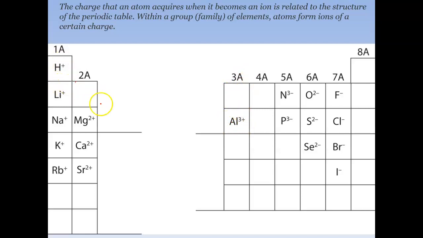So for metals, it's usually equal to the group number. For non-metals, there is a way to remember it too. We need to do this calculation: the negative charge will be equal to the number of the group minus 8, and we will have the charge of the negative ion.